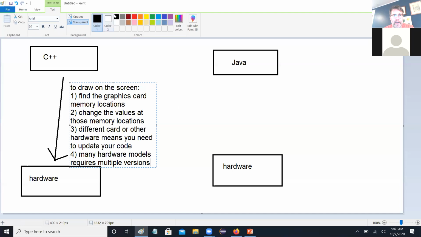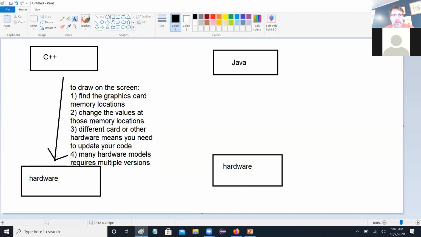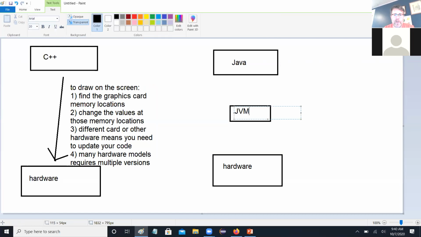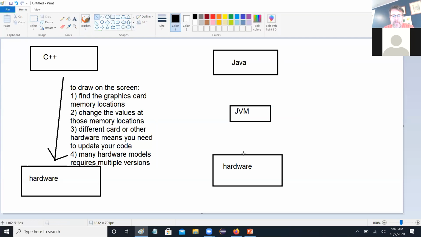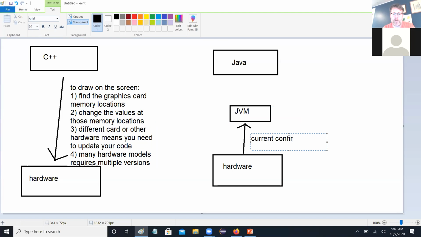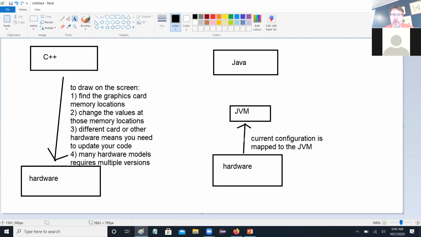Java, on the other hand, has this intermediate layer called a Java Virtual Machine, or JVM. Basically, you have this back and forth with the hardware where the current configuration is mapped to the Java Virtual Machine. So it doesn't matter what kind of hardware you're using. When you install Java capabilities on your device, it's going to look up where all those things are on your machine through an automated process, and it's going to write all of those memory locations in the Java Virtual Machine.